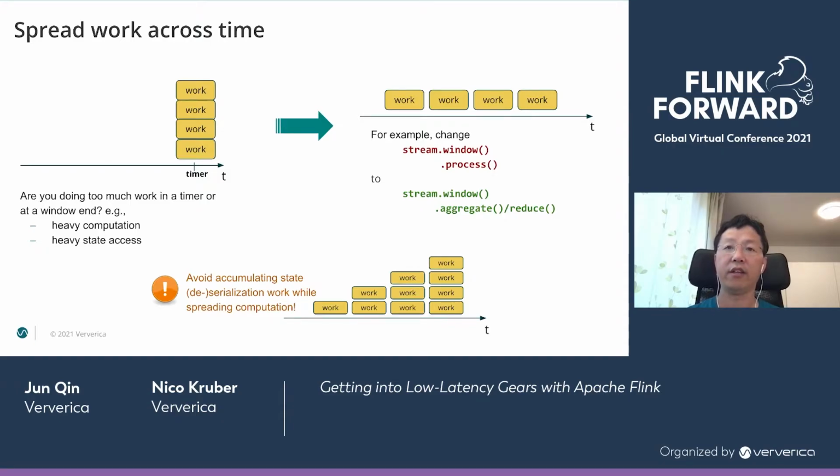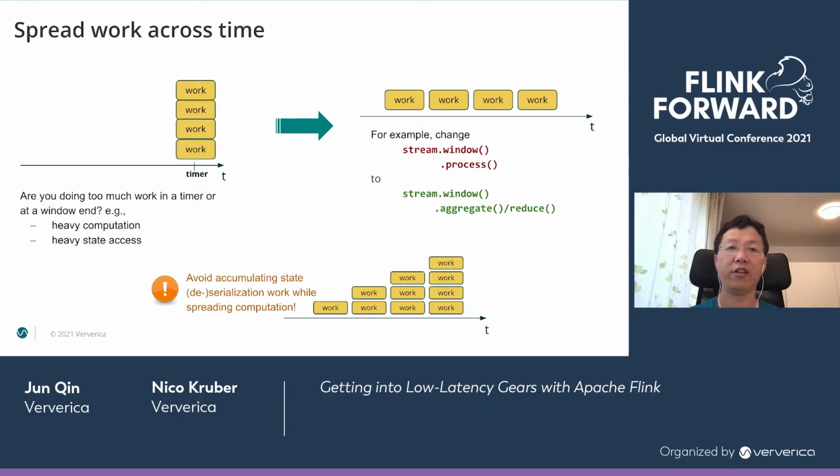Next technique is to spread work across time. Unlike the previous techniques, you need to change your code to do it. When you use timers or do windowing in a job, timer or window firing may create load spikes due to heavy computation or state access. If the allocated resource cannot cope with the load spikes, the timer or the window firing will take a longer time to finish. This results in high latency.